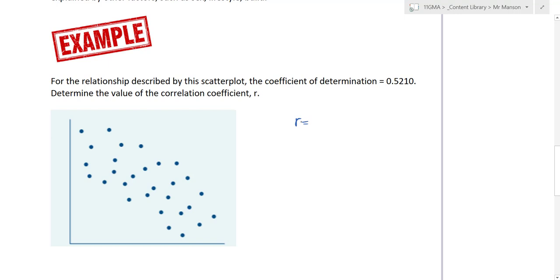Any takers? I'll take that, 0.7218. So actually I won't take that exactly.